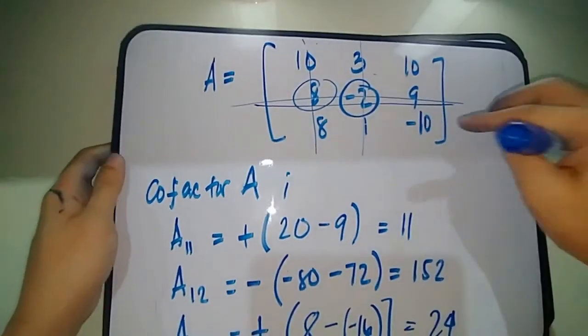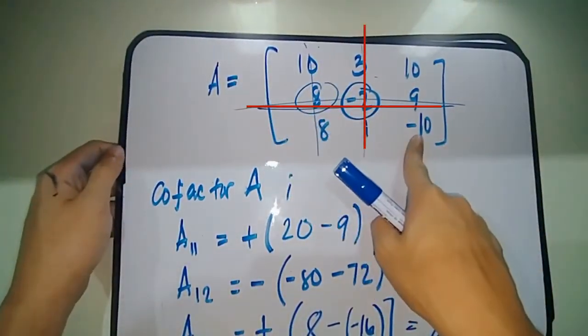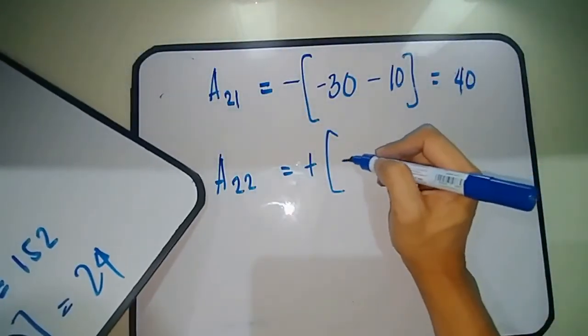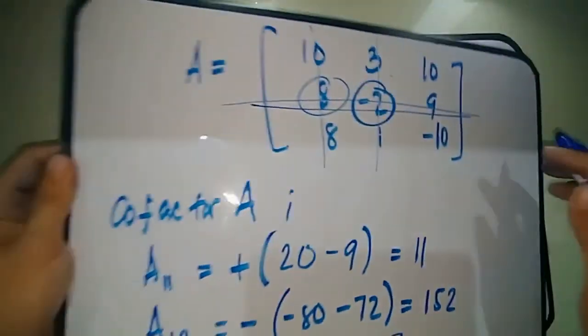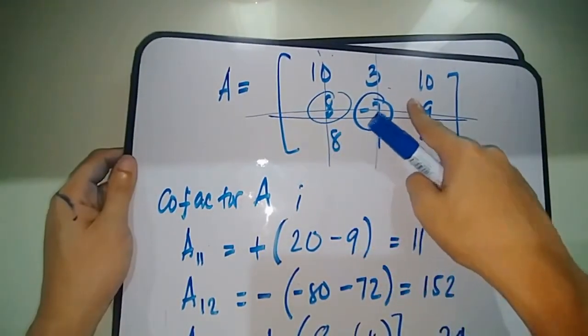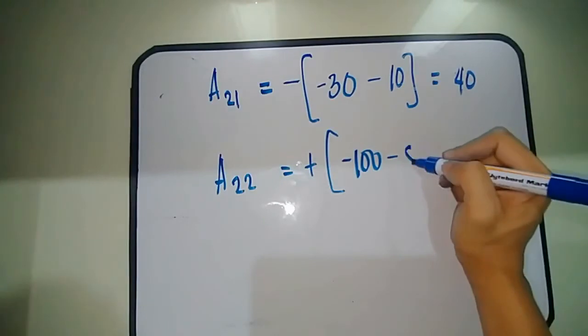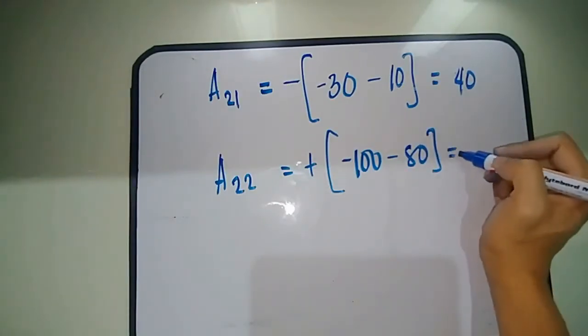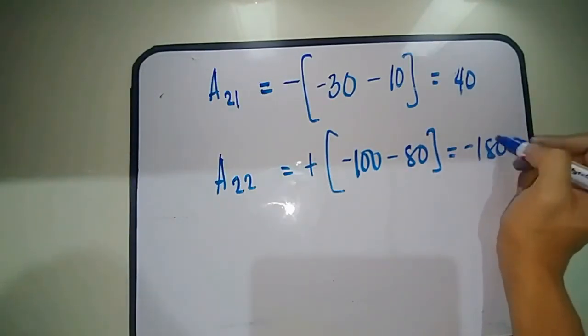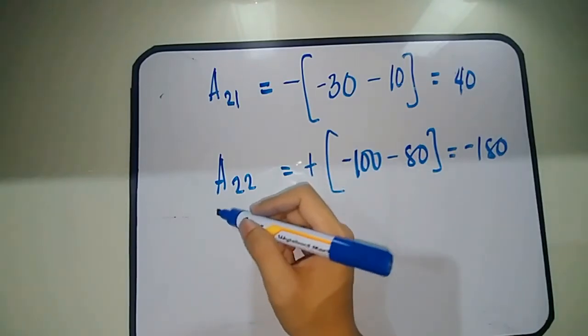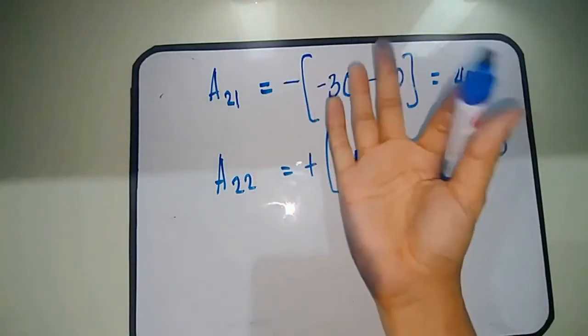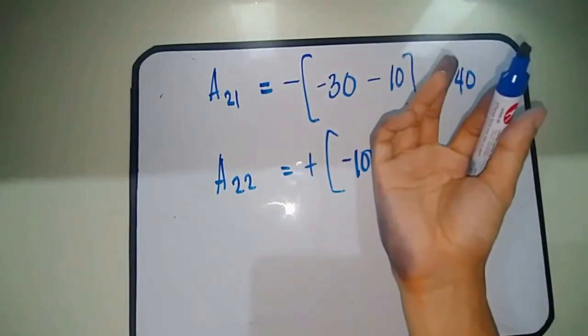This is 10 times negative 10, negative 100, minus, you have here 8 times 10, so that is 80. So we have here negative 180. So kinukuha lang natin guys yung cofactor ng lahat ng element, then gagawin natin siyang matrix.